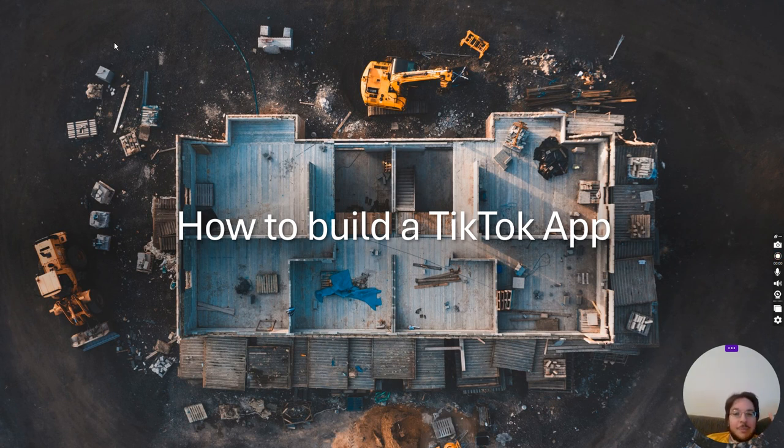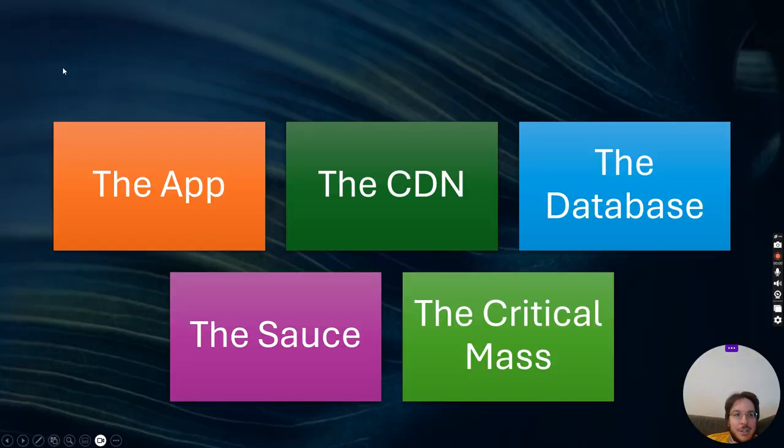You need 5 things, and 3 of them are super easy. The 4th one's a little bit tricky, and for the 5th one, you gotta be lucky. So first, you need the app, and the app is the code that runs on your smartphone. If you've got an Android phone, there's code for the Android phone, and if you've got an iPhone, there's code for the iPhone.